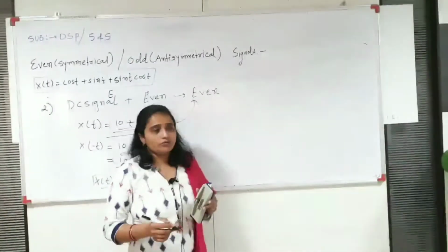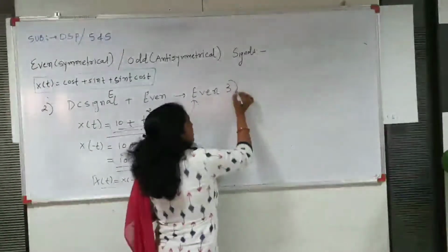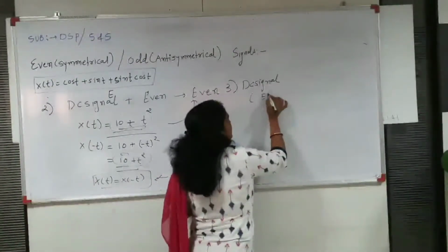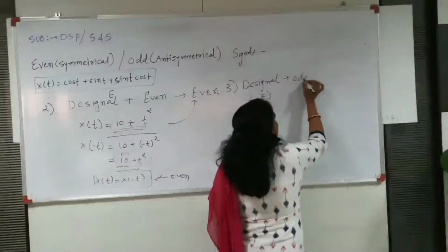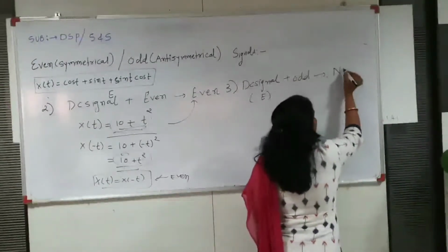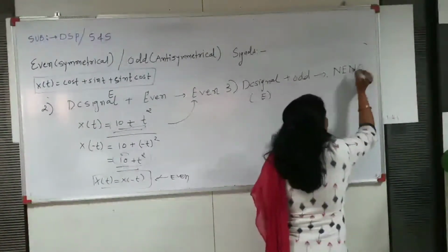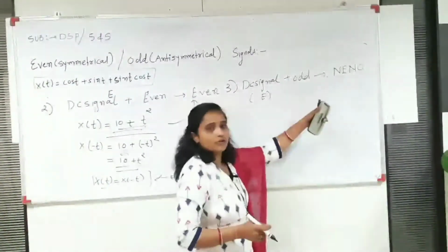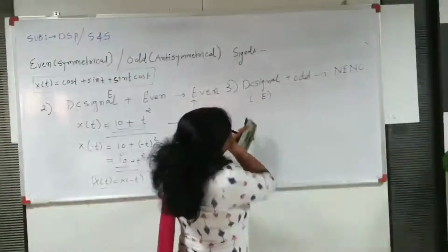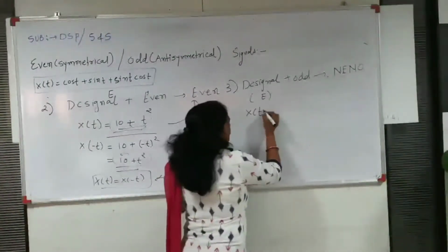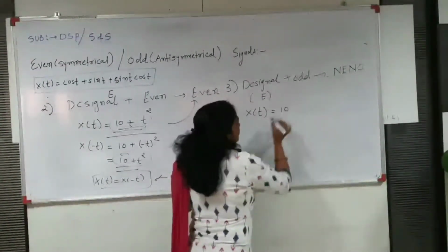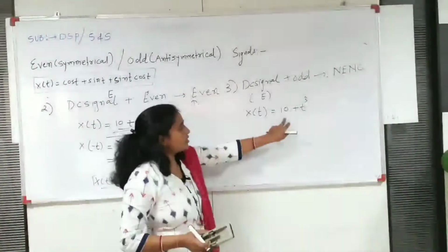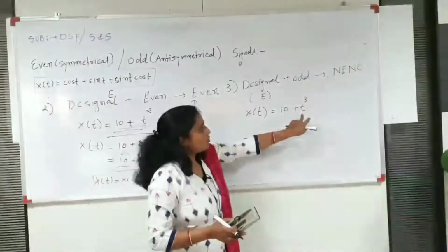Okay. Now the third property is the addition of the DC signal, that means an even signal, plus an odd signal; it becomes neither even nor odd. Okay, so let's take one more example. DC signal, that means 10, and the odd function, that means plus t cube. So it's a combination of the DC signal plus an odd signal.